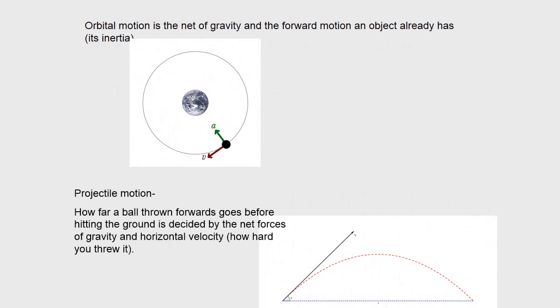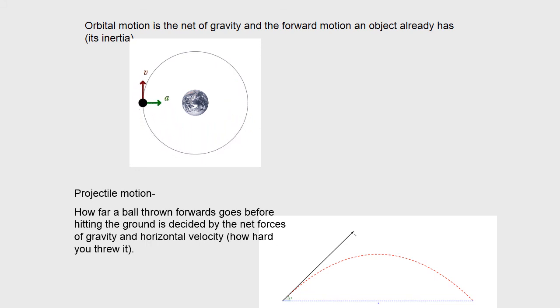Orbital motion, the movement of objects around stars and planets, is the result of the net force acting on those objects, one being gravity, and the other being the motion the object had prior to when it started orbiting, inertia. Projectile motion is also based on gravity.